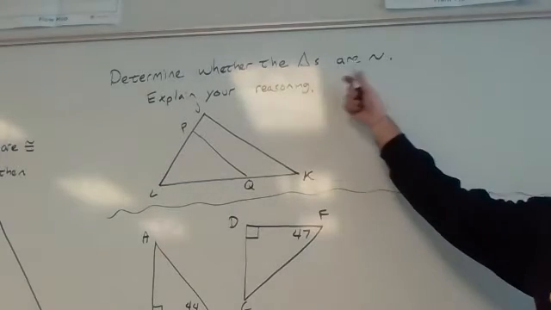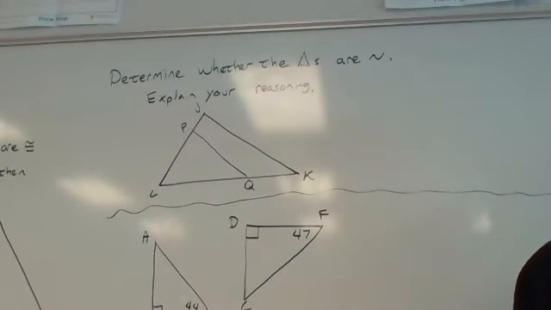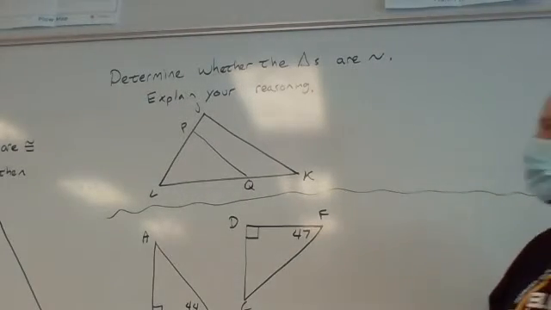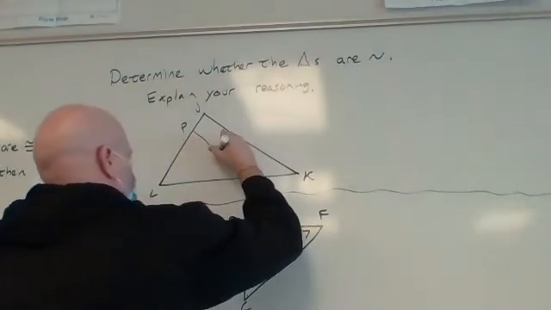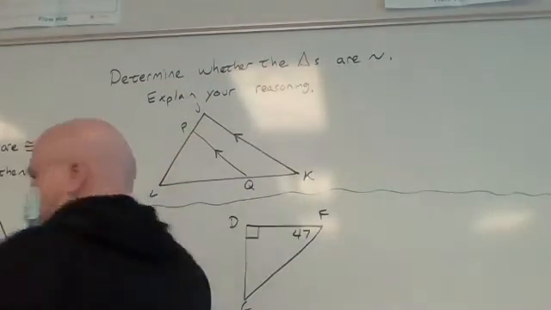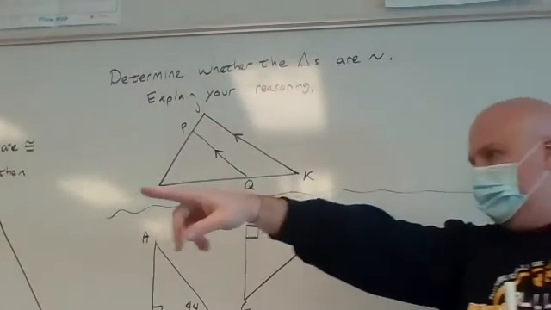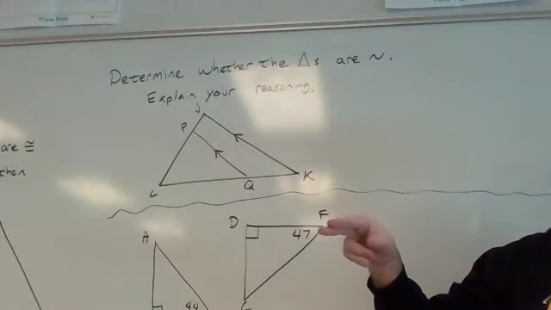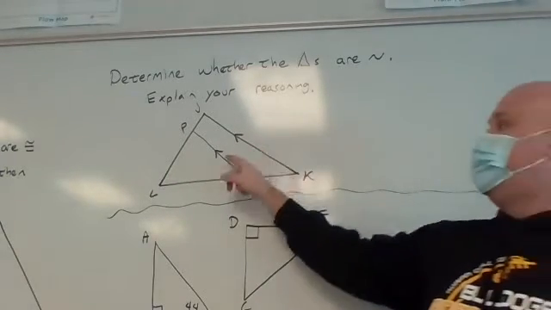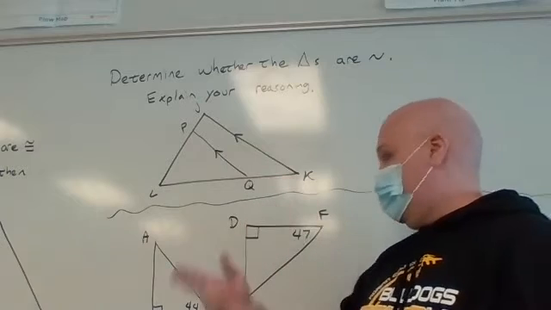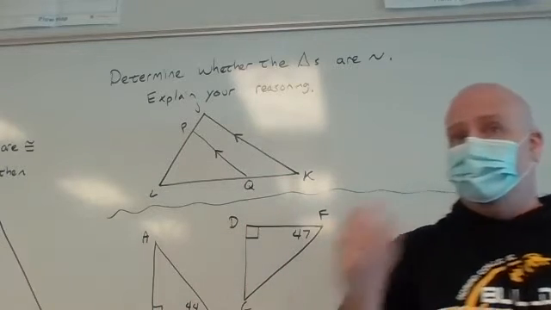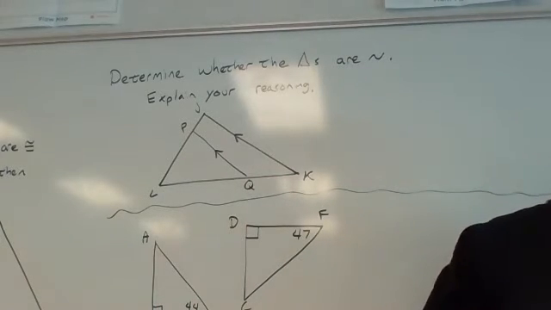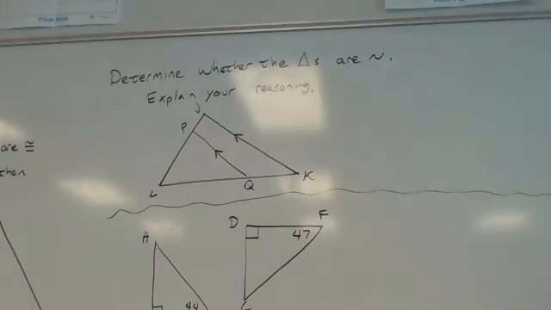Determine whether the triangles are similar and then explain your reasoning. I'm missing something here on my thing. They should have that mark. What does that mark mean? If they were just tick marks, not arrows, they would be equal or congruent. Arrows mean parallel. That's right.